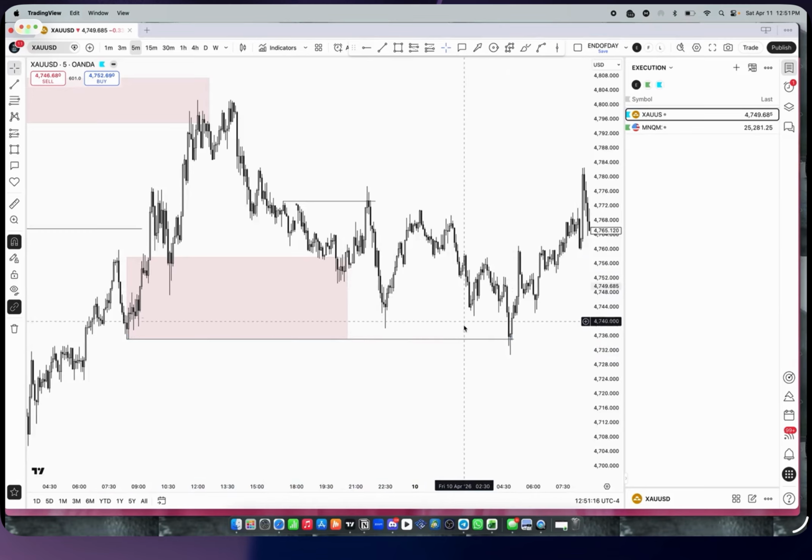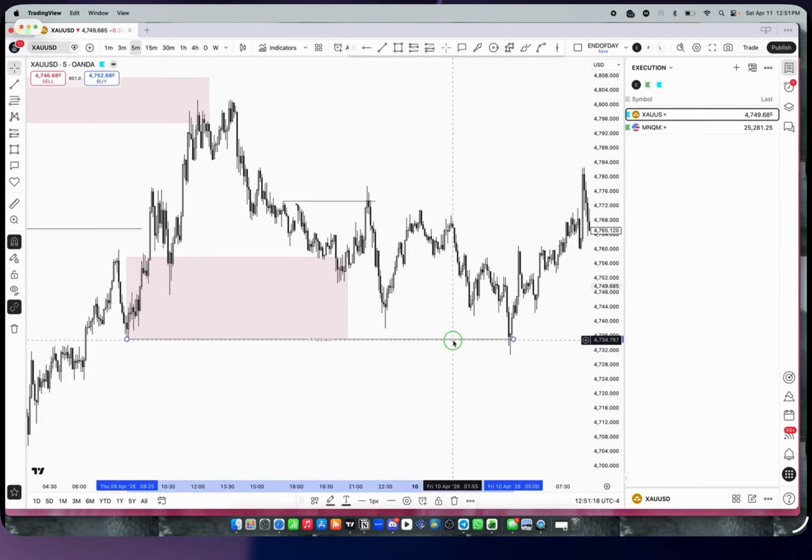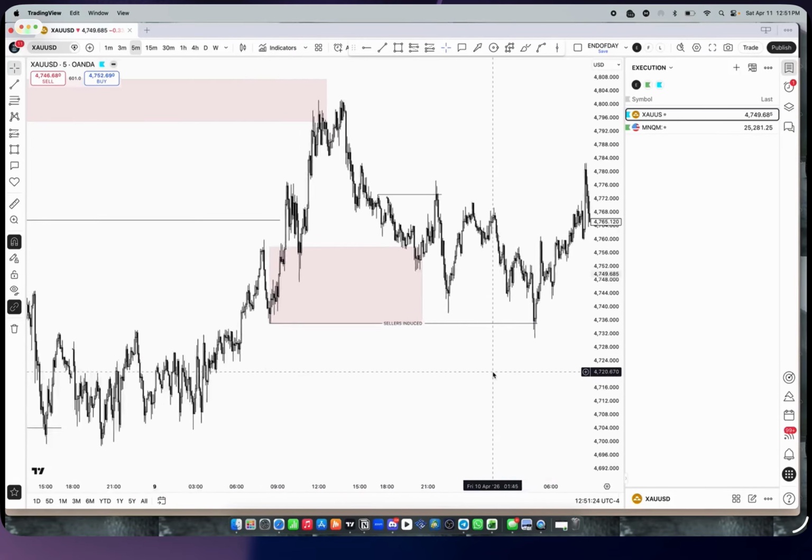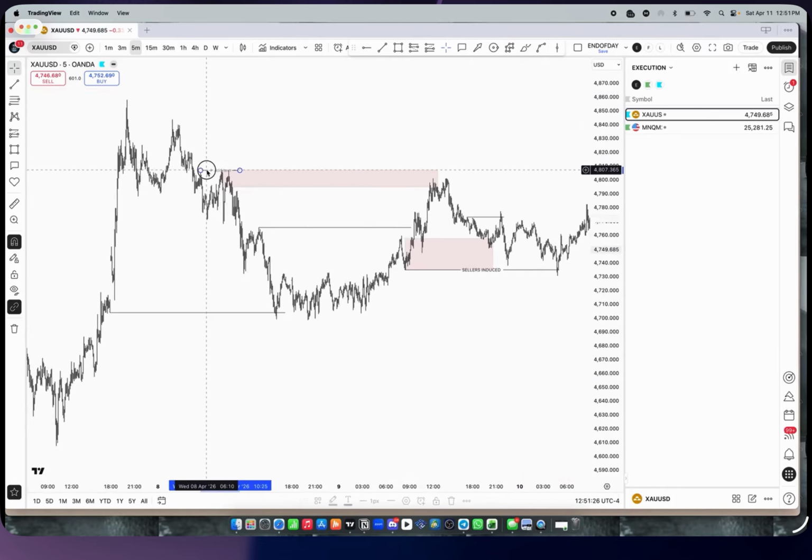Now that we take the low out, we trap buyers. And we also do what? Induce sellers. So now sellers are induced, buyers are trapped. We now have liquidity above these highs. So now we want to play price in the framework of we want to target these highs.